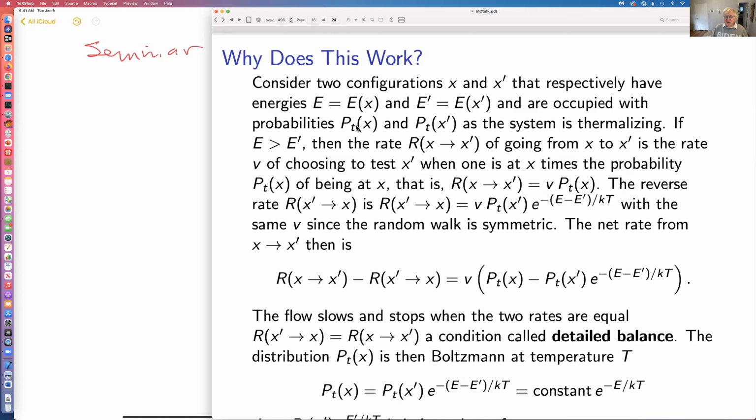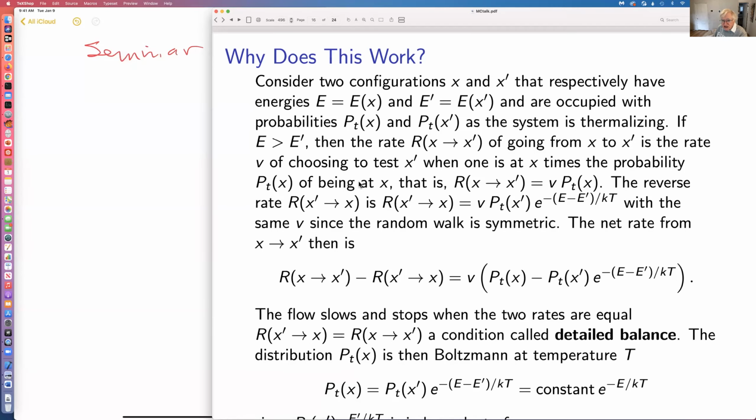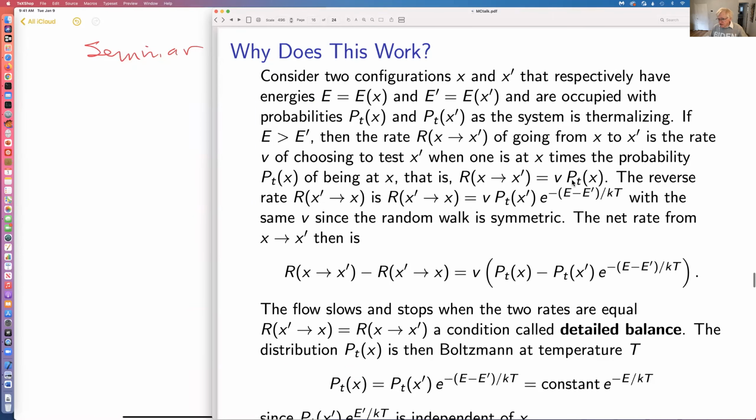And what we want is to get a sequence where P of X is the Boltzmann distribution, which is to say like this. And so if the energy of the new configuration is less, then the Metropolis step says that we're going to accept it for sure. And so the rate of going from X to X prime is the rate V of choosing to test X prime when one is at X times the probability of being at X, because one always accepts. So it's just V times PT of X.